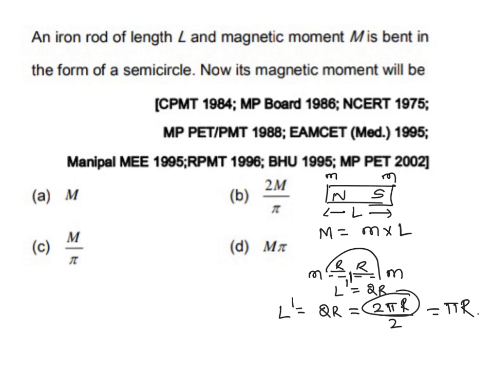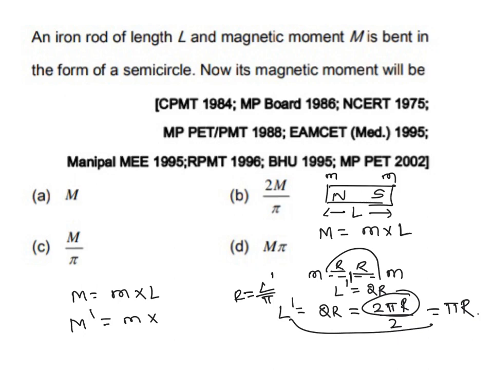Okay, so by using this one, as you know that the magnetic moment M is equal to m into L in the first case. Now the new magnetic moment M dash must be equal to the pole strength, which will be the same, into L dash. Now I can say that r is equal to L by pi, right? r equals L divided by pi.